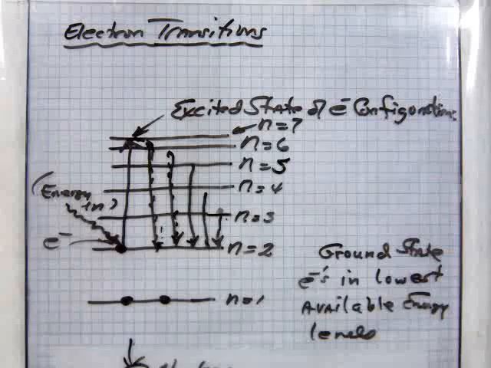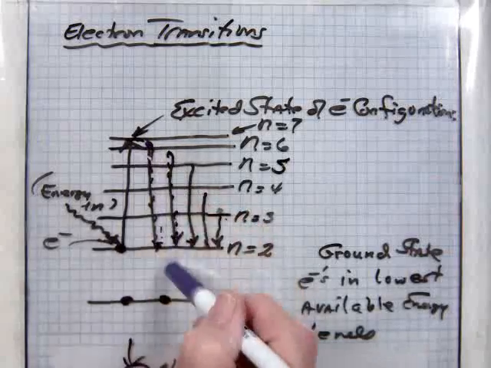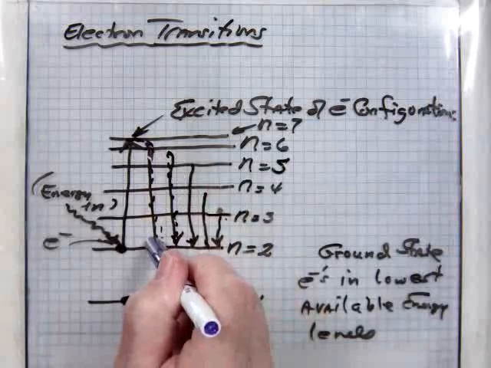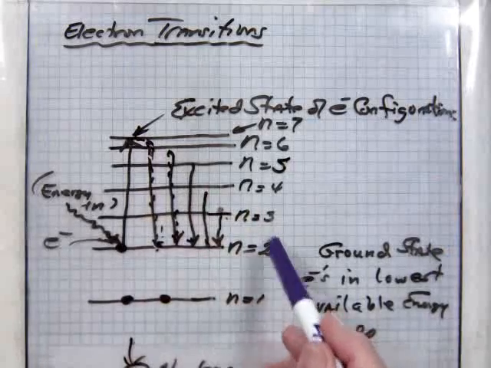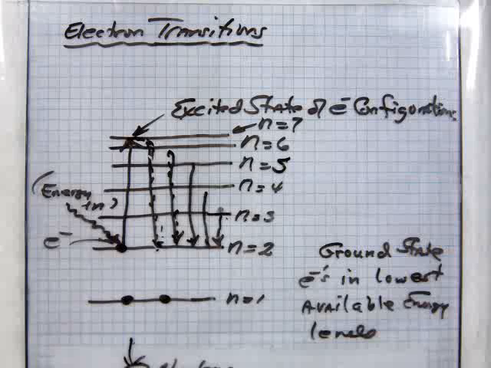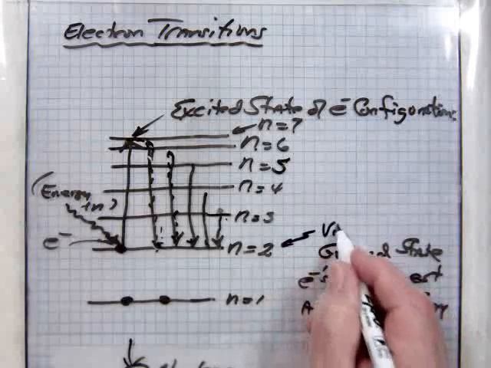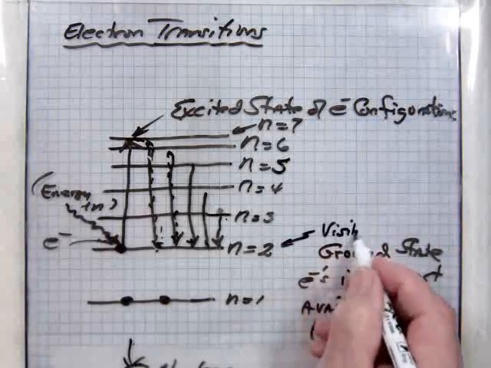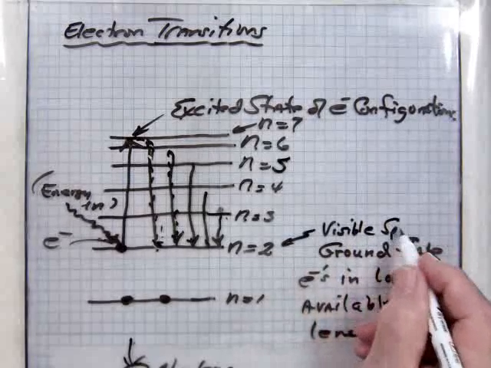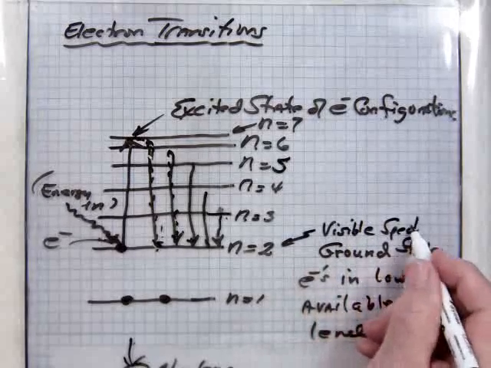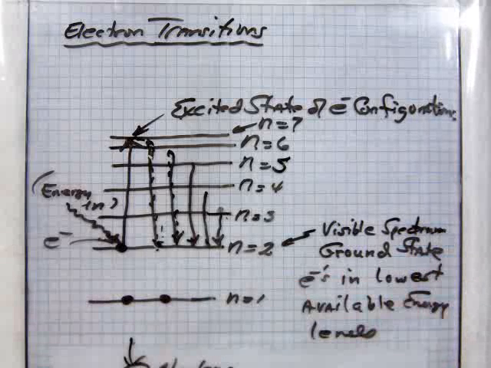Now, we can't see the 7 to 2 transition. Oh, let me make a statement here. The reason I'm using n equals 2 as the floor of the return is that's where all visible transitions end. So everything that ends on n equals 2 is a visible transition. Visible spectrum. And you can see this. These are the bright lines we showed you at the beginning of class.